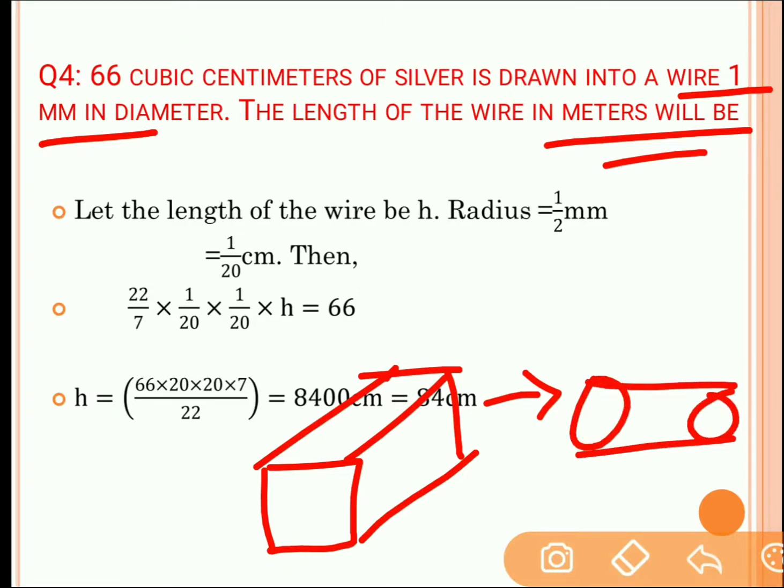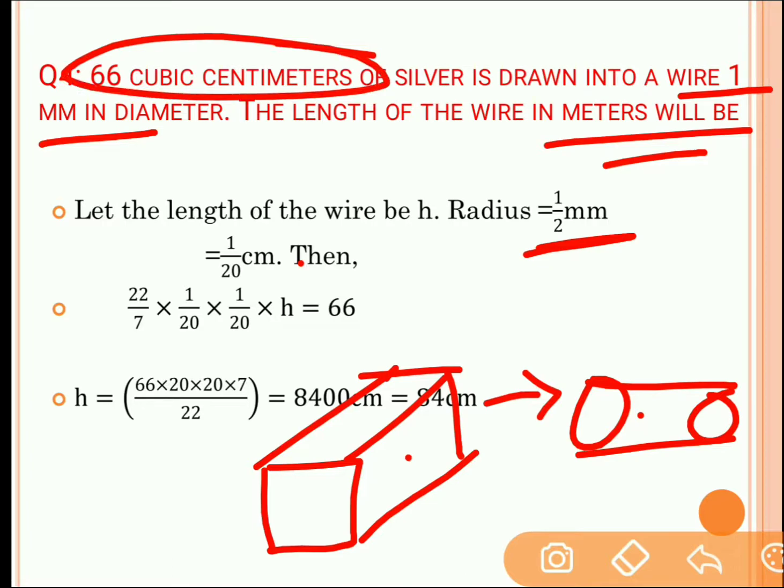So in this case we need to equate the volume of the silver with the volume of a cylinder, because the wire is of cylinder form and the volume of a cylinder is pi r square h. Radius of the cylinder is given, that is the radius of wire, which is equal to half mm. As diameter is 1 mm, so radius is half mm. Mm has to be converted into centimeter because volume is given in centimeter cube. So 1 by 2 mm will be equal to 1 by 20 centimeter.